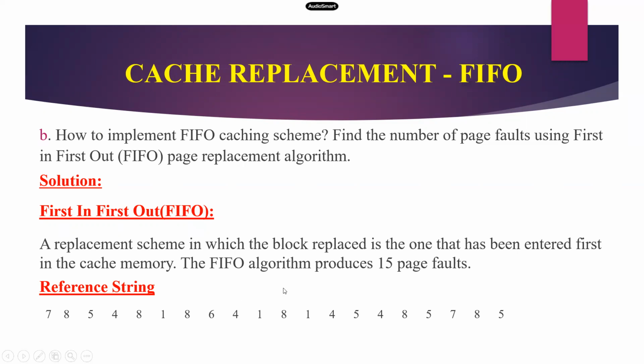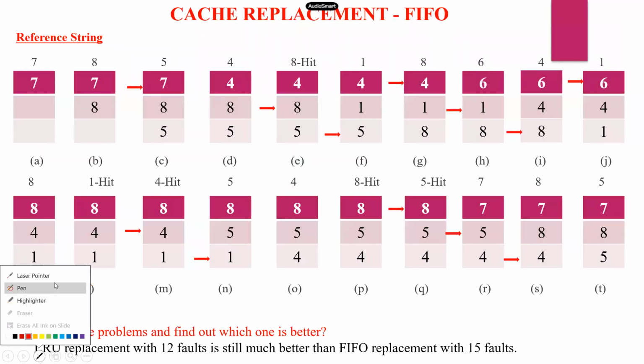The same string is used in the FIFO algorithm. So the first data is 7. Initially the cache memory is empty. So the 7 is filled. This is what first entered. The next is 8, also filled in the empty slot. The third data 5, the slot is empty, so 5 is also filled. Now the page frame is filled.